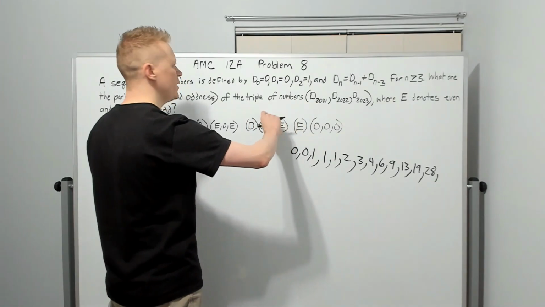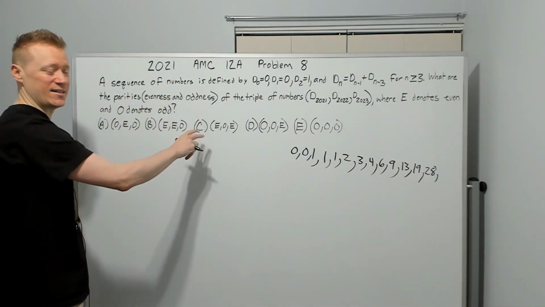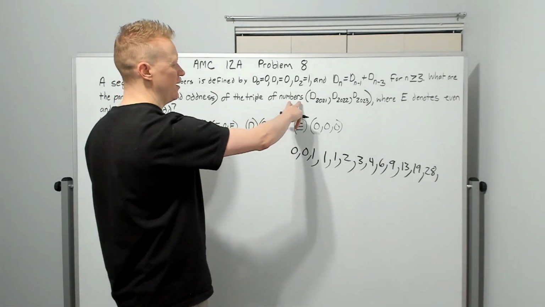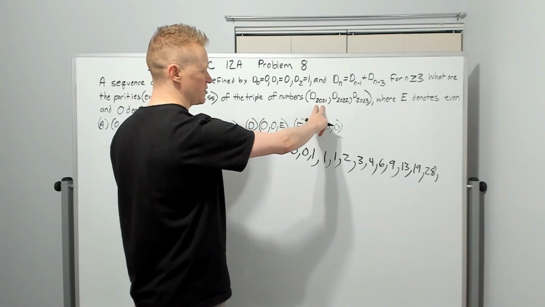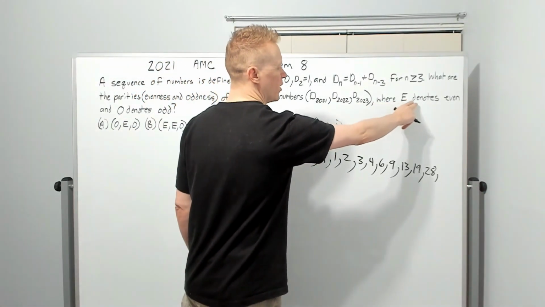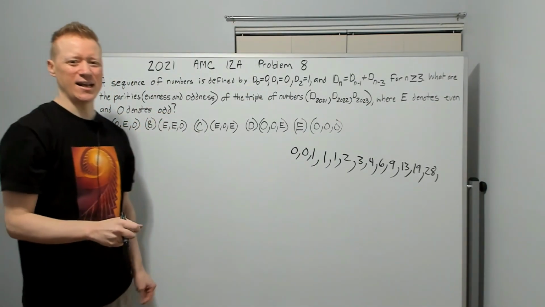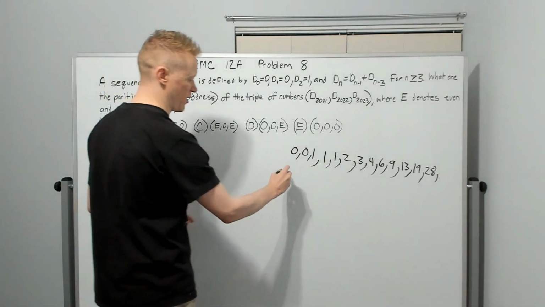So, what are the parities, evenness and oddness, of the triple of numbers D 2021, 2022, and 2023, where E denotes even and O denotes odd? The answers aren't going to help you. Let's just write what we've got.